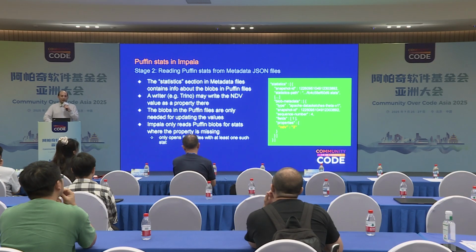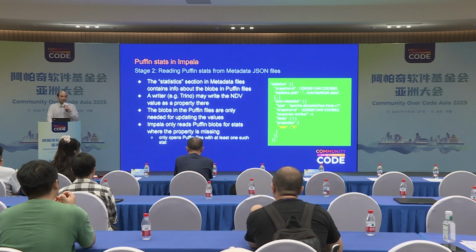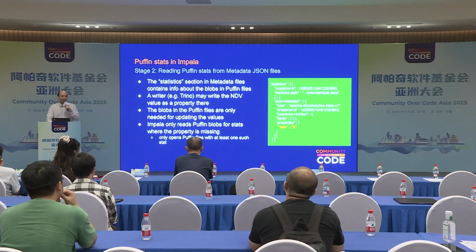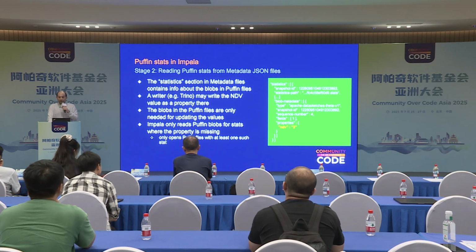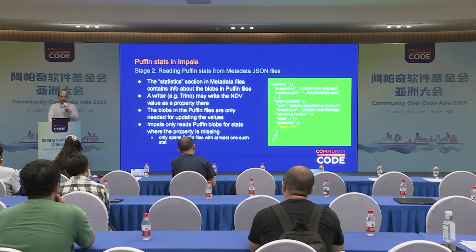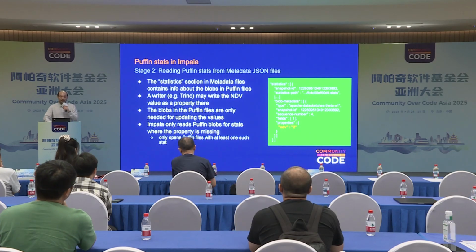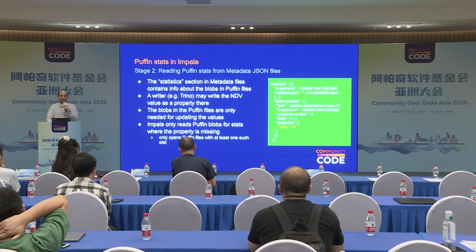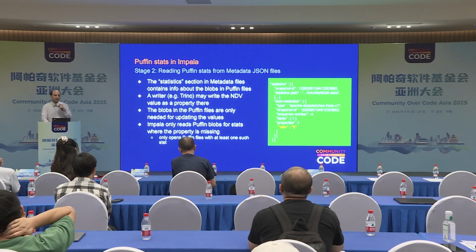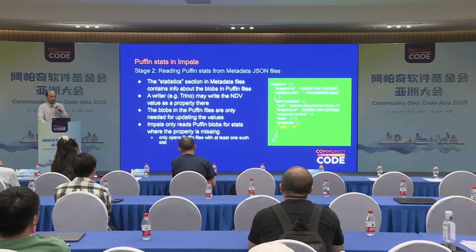And in Impala, where right now we can't even update or write these statistics, we don't really need the sketches themselves if we only need to read the NDV. So it's much easier to read this value from the metadata. And in many cases, if all of these blobs that we are interested in have this property at the metadata level, we don't even need to open Puffin files, which is good because we can save some I/O.